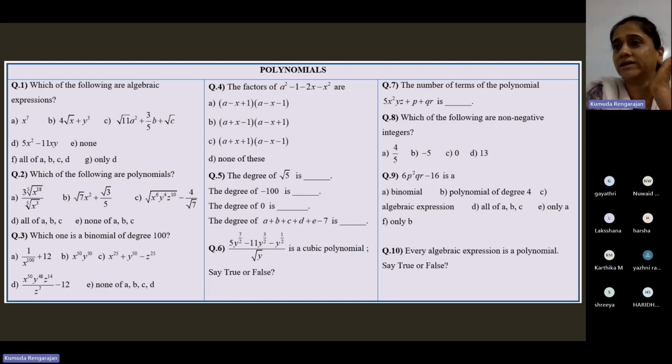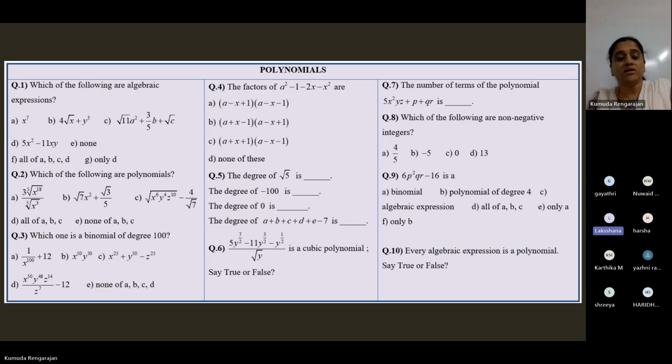What's the degree of root 5? 1/2. Now is root 5 a monomial, binomial, trinomial, constant polynomial, or a zero polynomial? Give a specific name. It's a constant polynomial. Root 5 is a constant polynomial. And what's the degree of a constant polynomial?